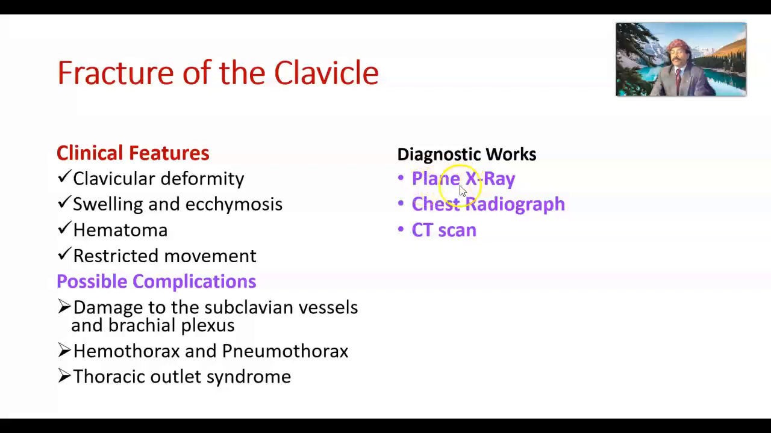Diagnostic tests: plain X-ray in different directions, and it is very easy to pick up a clavicular fracture by plain X-ray. Chest radiograph to rule out pneumothorax and hemothorax. CT scan to identify any damage to the subclavian vessels and the brachial plexus. CT scan is important.